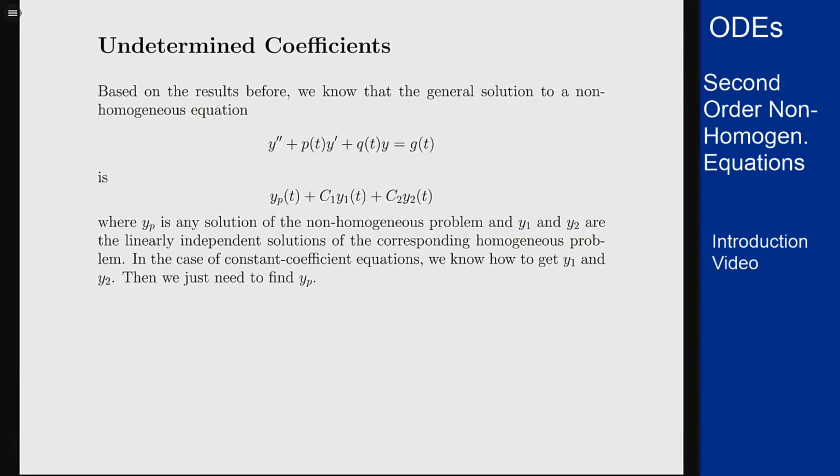It'll be yp of t, where yp is any one solution that we can find for the non-homogeneous problem, plus c1y1 plus c2y2, where this last part here fits into the yc term, which solves the homogeneous problem where I drop that g of t off the end.